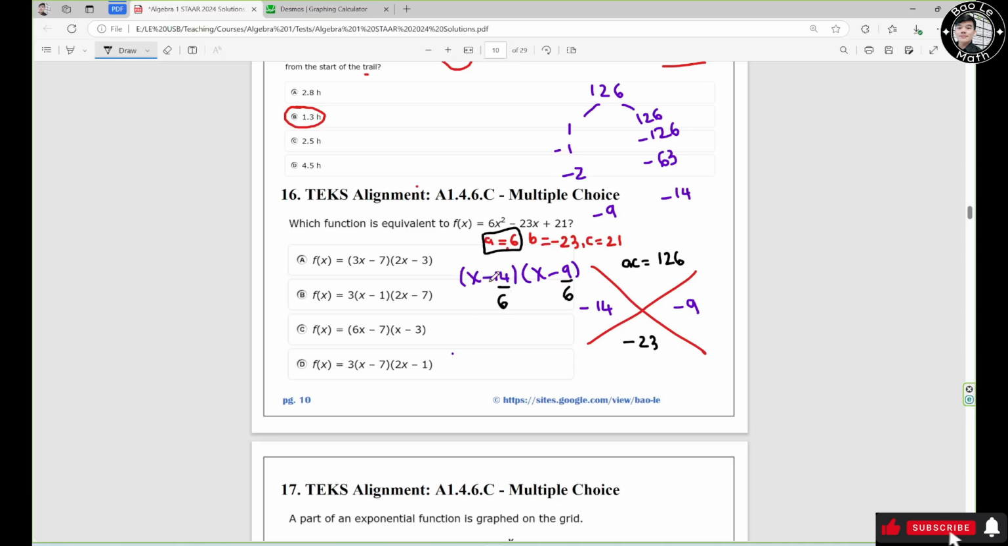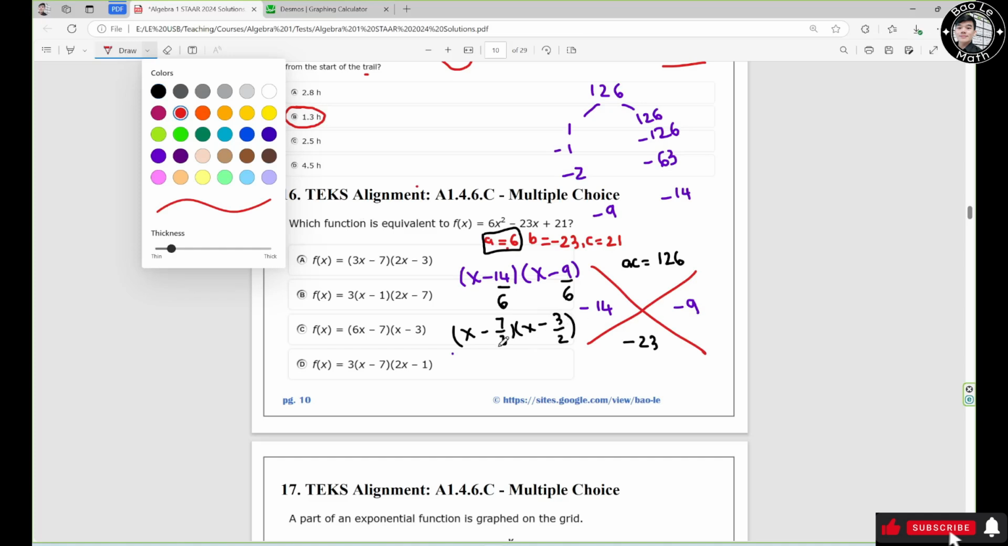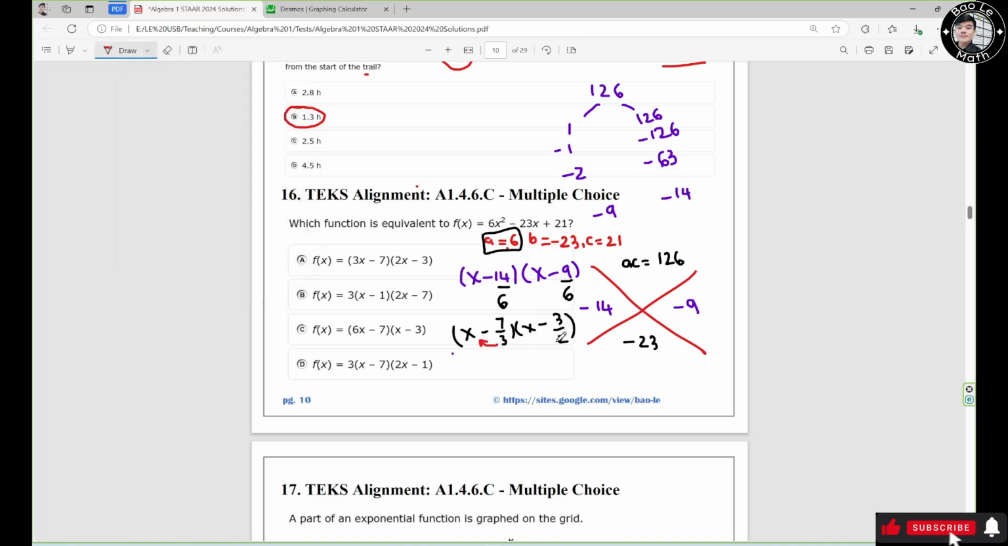Now you simplify. 14 over 6 is going to be minus 7 over 3. Now this guy you simplify by dividing the top and bottom by 3, so it can be minus 3 over 2. Now you multiply this one and you remove the denominators. So it could be 3s minus 7 times 2s minus 3. So the answer is A.